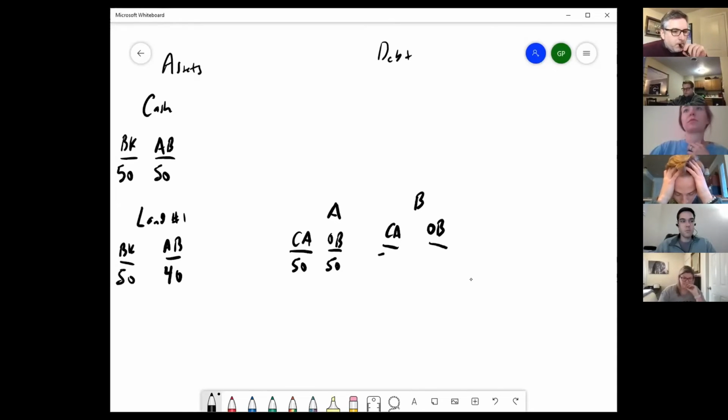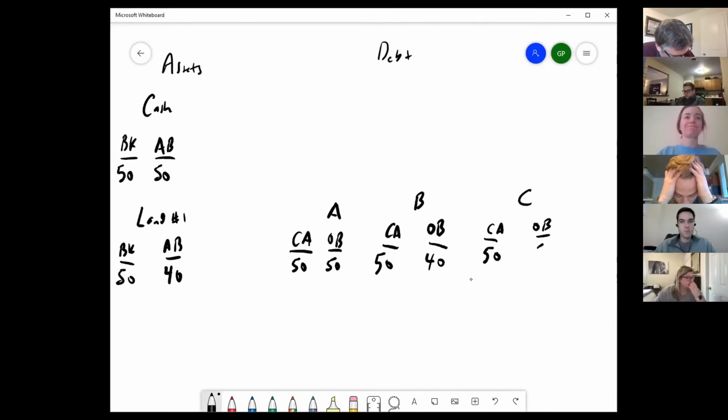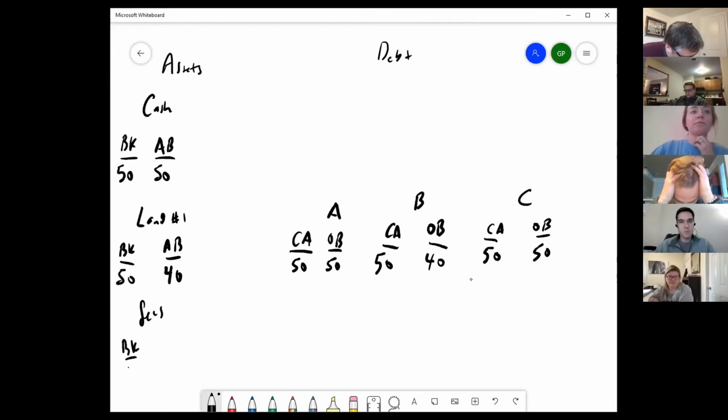So B's capital account goes up by 50, the fair market value of land one. B's outside basis is 40, the basis of B in land one. And then C is also contributing property, but that property unusually has fair market value exactly the same as basis. So basically it's kind of like if you buy publicly traded stock and then immediately contribute it to the partnership, it'll have the same basis as fair market value. So the securities will have a book value of 50 and an inside basis of 50.